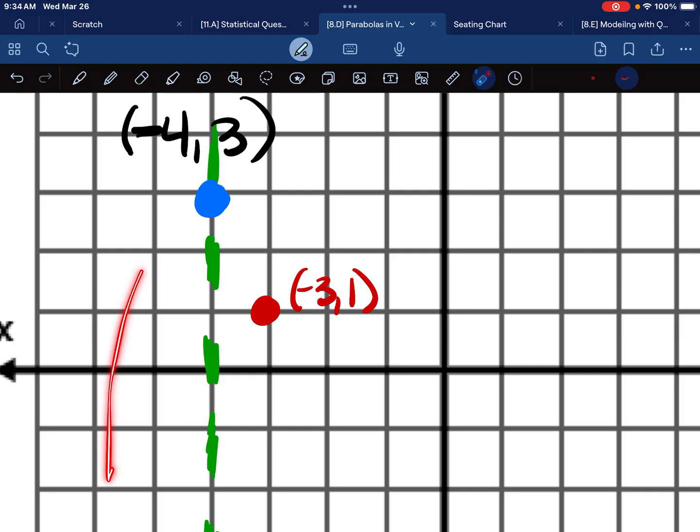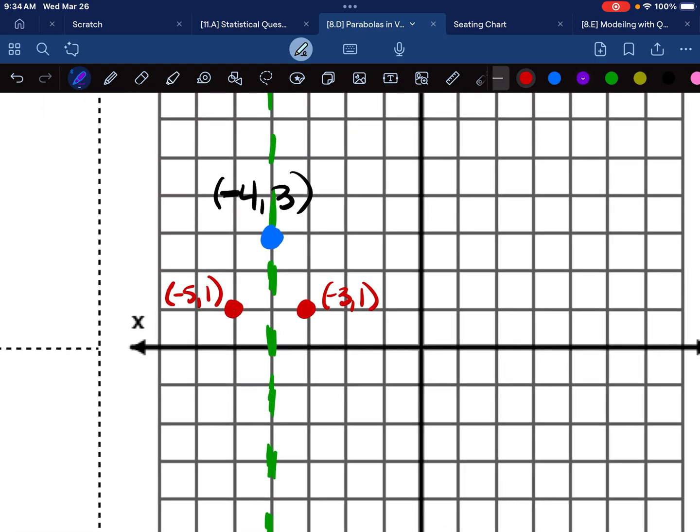And because parabolas are symmetrical across the axis of symmetry here, I know that if I went 1 box to the right here, I'm going to go 1 box to the left to have its reflection point. That's at negative 5, 1. So now I have 3 points out of my 5. Now to get the 5th point, we're usually going to just plug in another x value that we haven't used yet. So we've used negative 5, negative 4, and negative 3.